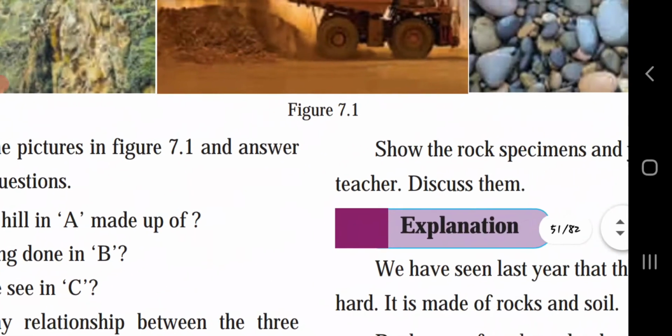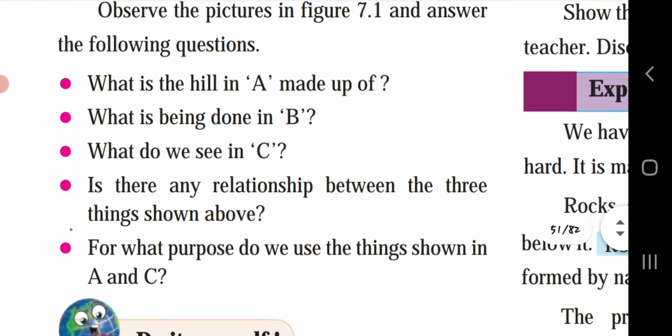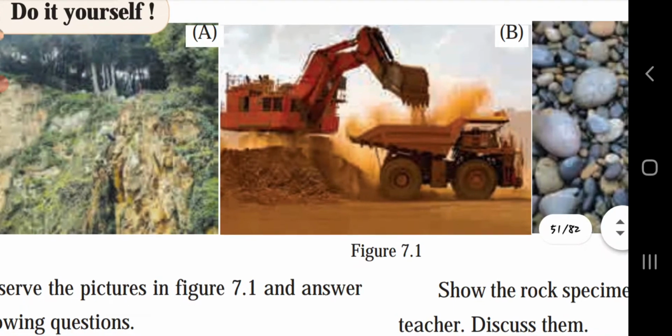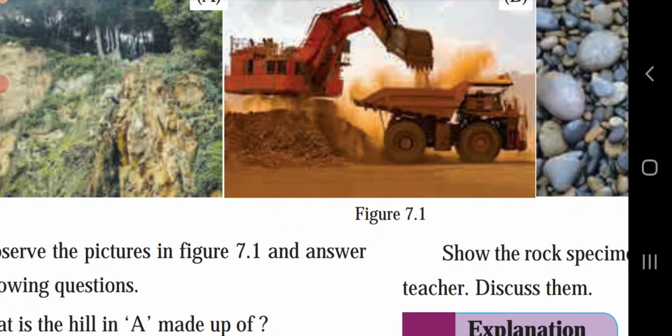What do we see in C? Different types and different shapes of pebbles we can see in picture C. Is there any relationship between the three things shown above? Yes. All three show the decomposition of different types of rocks.